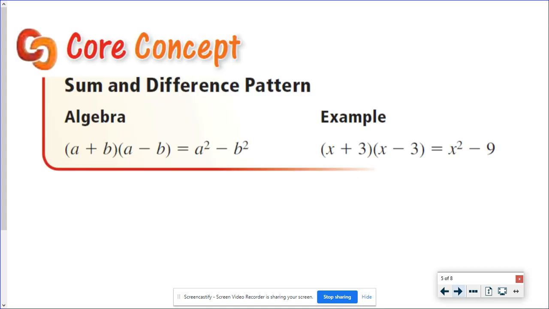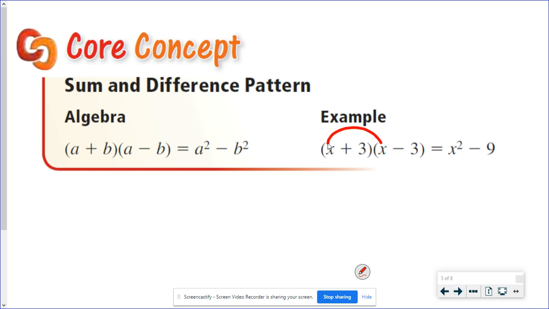So that pattern is nice and all, but this one's even better. If you have two binomials that are exactly the same, except one's addition and one's subtraction, these are great. When I look at this example, x plus 3 times x minus 3, so my binomials match, but one's addition, one's subtraction. I don't care which one comes first.